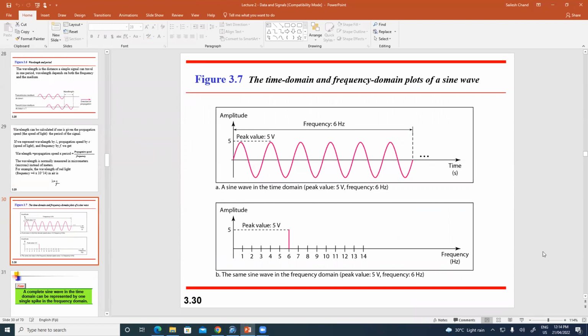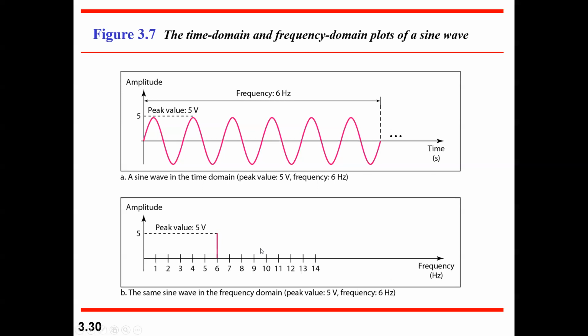Okay, then the next thing talked about is the time domain and frequency domain plots of a sine wave. That means representing the top diagram. This is a time domain plot, because it's running the time, right? We have the time on the x-axis, and the other way to represent the same diagram is to use the frequency domain. So here on the x-axis we have the frequency.